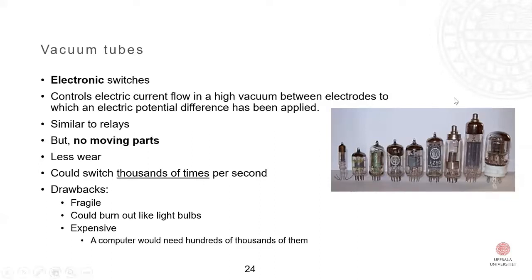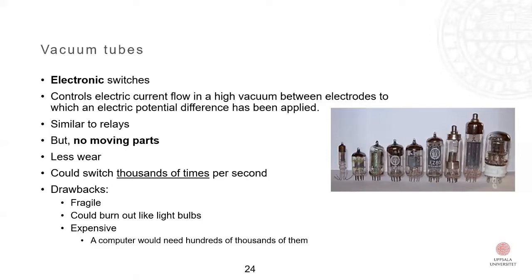They were fragile because they had this glass bulb. They could burn out like light bulbs that we have, and they're very expensive. So a radio would need just one vacuum tube, which was fine, but a computer would need hundreds of thousands of them. So the computers at the time were not affordable for human beings. Just maybe organizations had them.